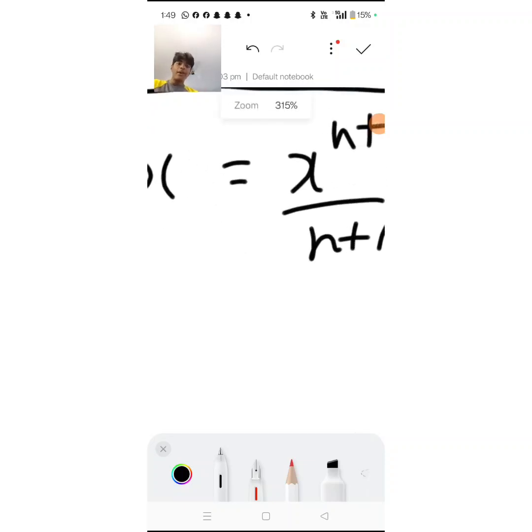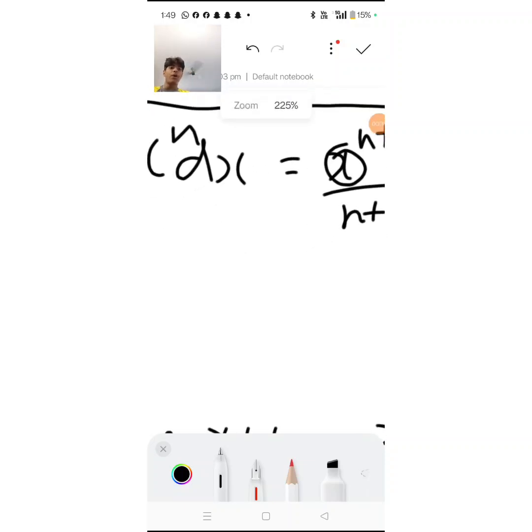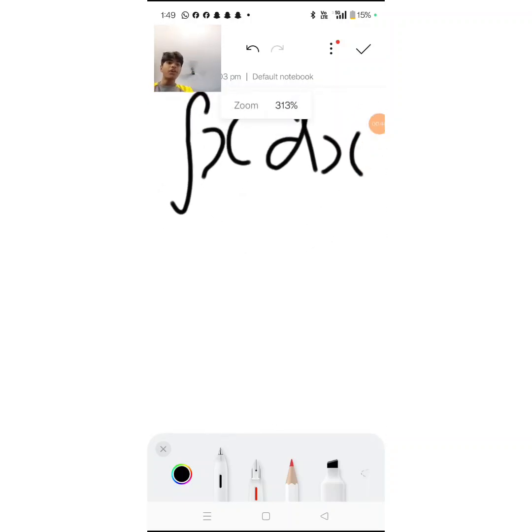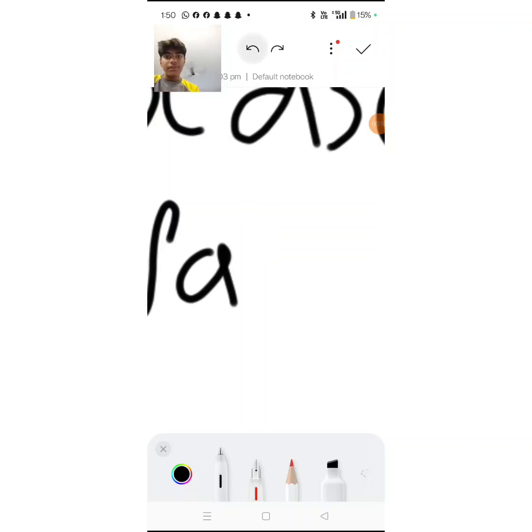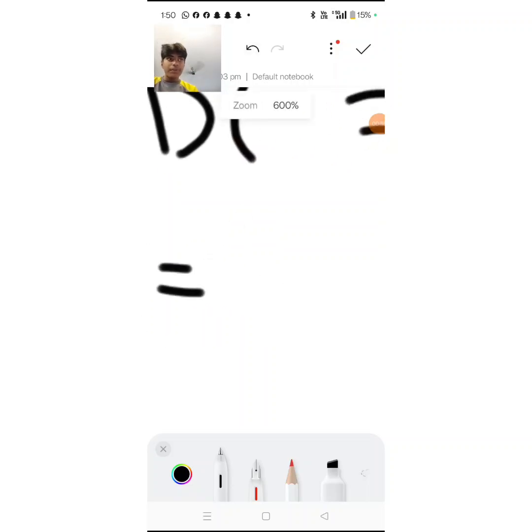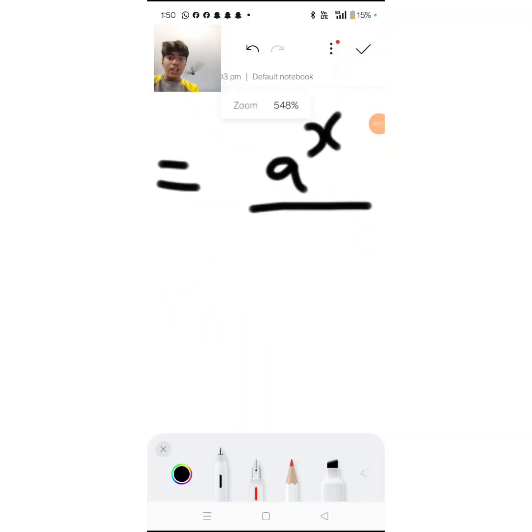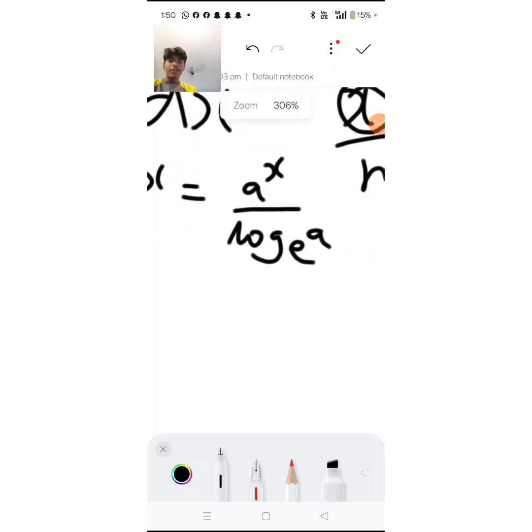Why are we doing this? We are doing this because x is a variable, right? But what if x was a constant? What if you have a constant here? It would just be the constant dx. But what if it's a constant raised to the power of a variable x? In that case, you need to remember the integral of a to the power of x would just be equal to a to the x divided by log a to the base e. Okay, to the base e, any base you can take.